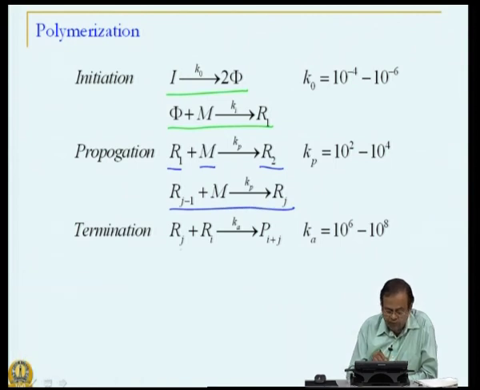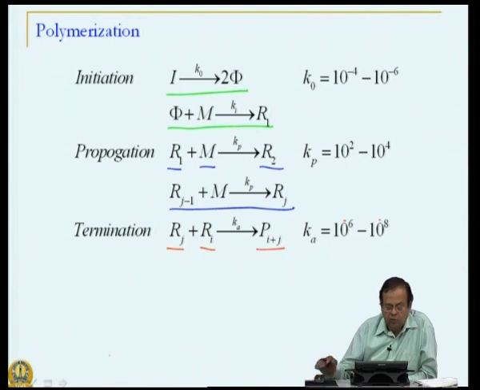termination reaction: Rj plus Ri giving rise to P(i+j). So, these are the typical rate constants of these reactions. Initiation and termination being fairly small, this should be a minus sign here, fairly small compared to the propagation reaction step. So, how do we determine the kinetics of this polymerization?